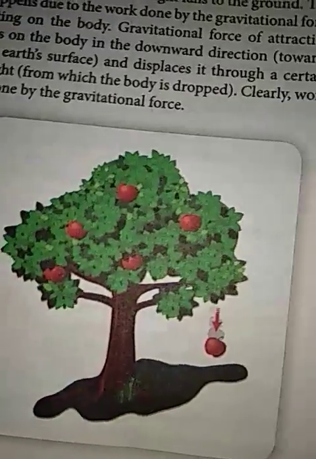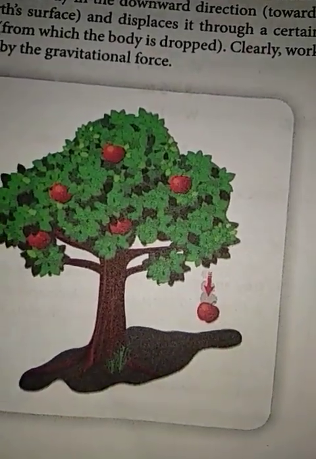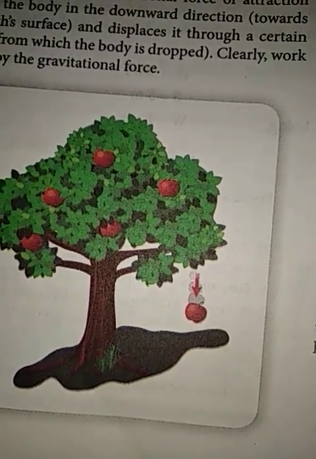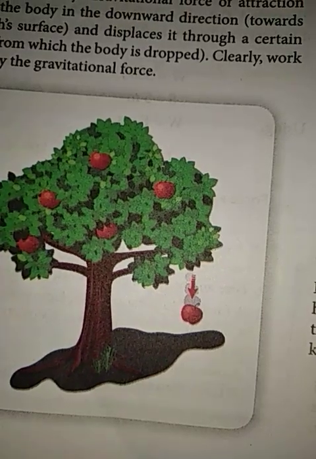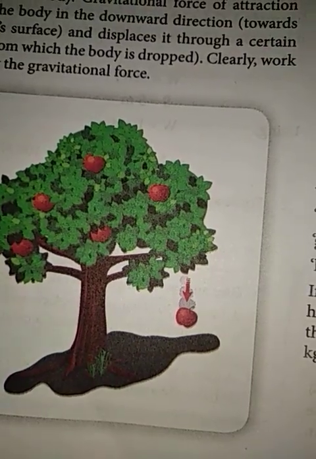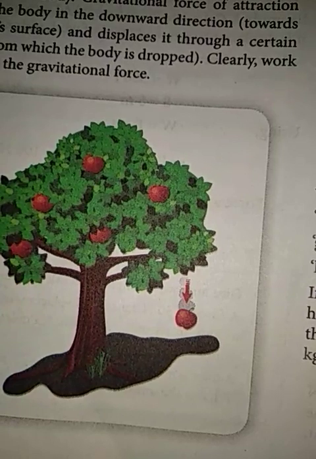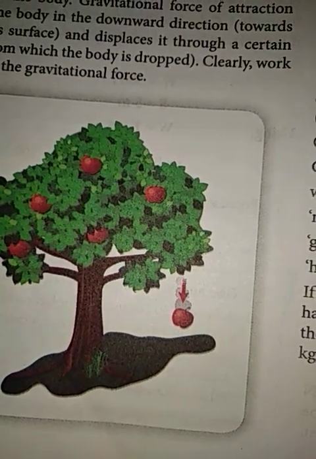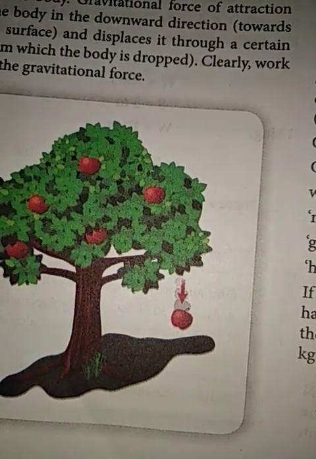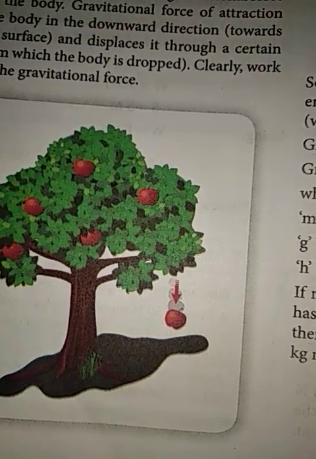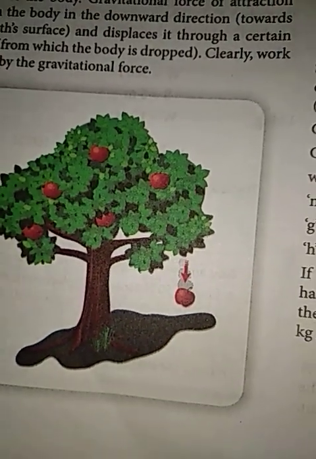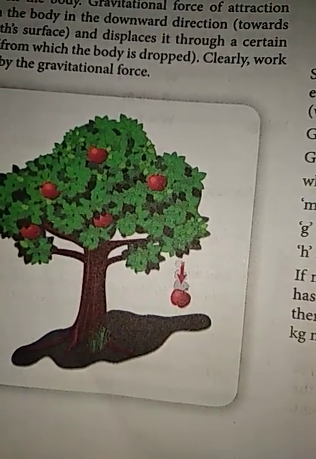A body dropped from a height, for example, a fruit falling from a tree, falls to the ground. This happens due to the work done by the gravitational force acting on the body. So what is gravitational force? The gravitational force of attraction acts on the body in the downward direction. Gravitational force always acts on every object in the downward direction towards the surface of the earth. So clearly work is done by the gravitational force.